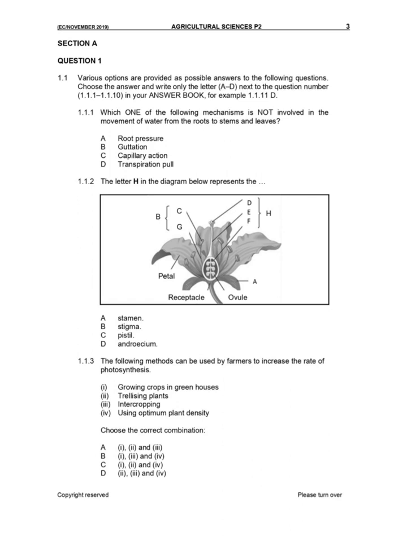Now, let's start with Question 1, Section A. Various options are provided as possible answers to the following questions. Choose the answer and write only the letter next to the question number in your answer book. So what you are requested to do is to only write the letter. Let's say you read here: which one of the following mechanisms is not involved in the movement of water from the roots to stems and leaves? And you decide that the answer is A, or the answer is root pressure. You don't write root pressure. You write A.